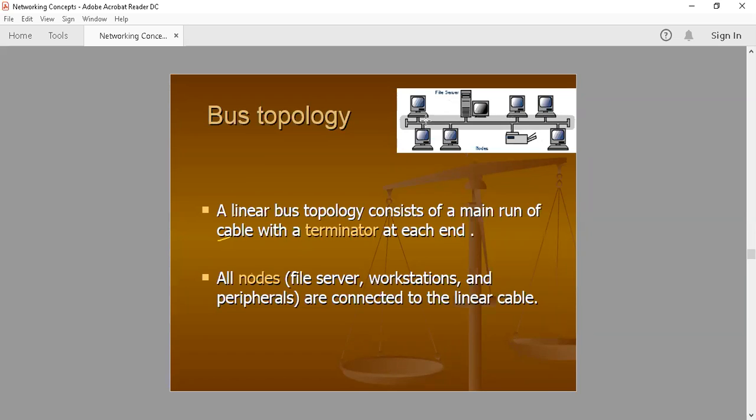This kind of topology was used in earlier days, but at present no one is using it, because if the cable breaks from here, then there will be no communication for all. Communication will break.